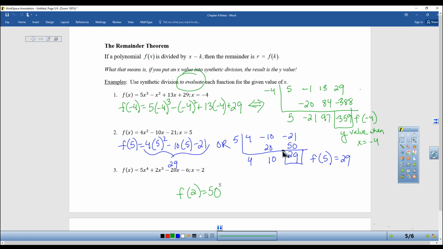Sometimes kids just box this answer. But it's important that you write this because it helps me know that you really know what's going on. That when x is 2, this function has a y value of 50.